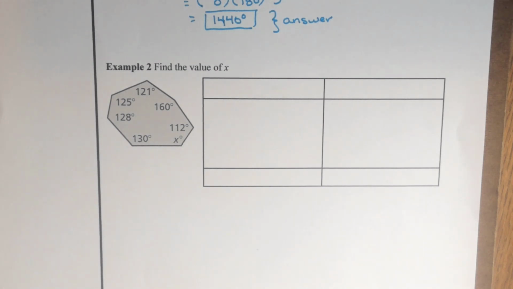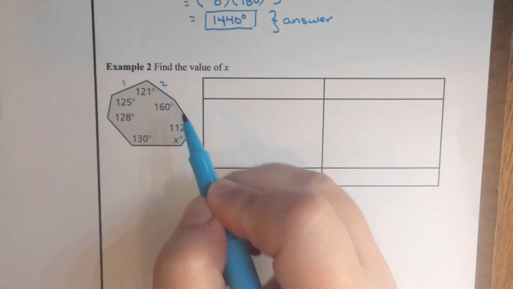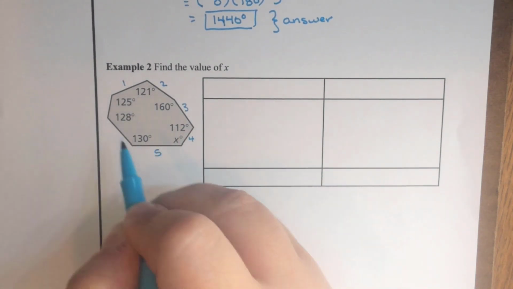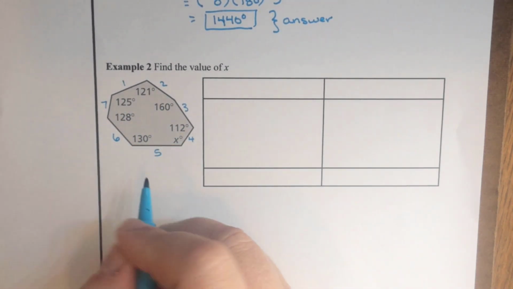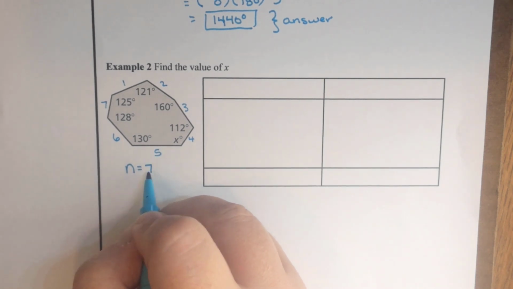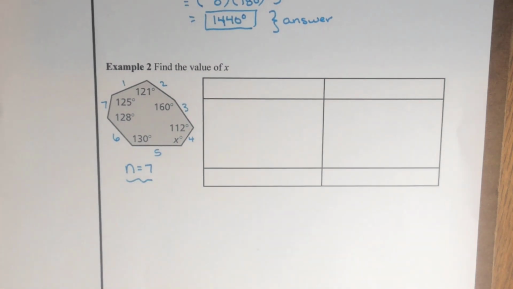So sometimes you'll get a problem. It'll look a little messy like this, and they'll say, well, go find what x is. So then the first thing we need to do is find out how many sides are even on this thing. So just count. 1, 2, 3, 4, 5, 6, and 7. So right off the bat, we know n is equal to 7. Make sure you write it down. Don't try to keep it in your head.